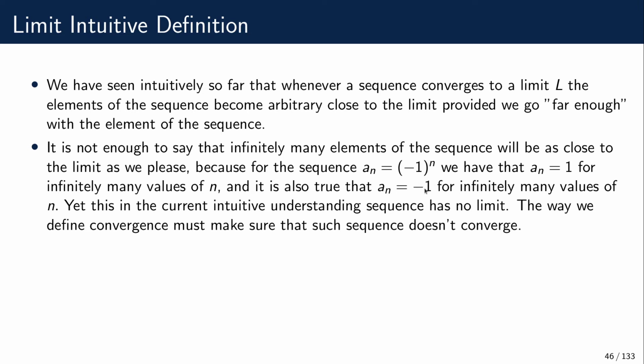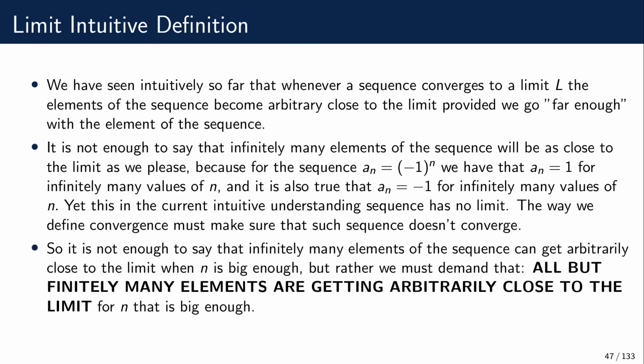So it's not enough to say that infinitely many elements are as close to the limit as we please. We need to have that all elements, probably except for finitely many, will be as close as we please. That's the way to proceed, and we'll see how to do it rigorously. And that's the point.